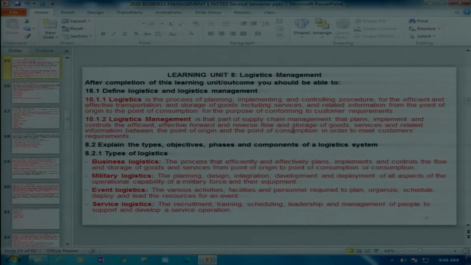Business logistics is the process that efficiently and effectively plans, implements, and controls the flow and storage of goods and services from the point of origin to point of consumption.